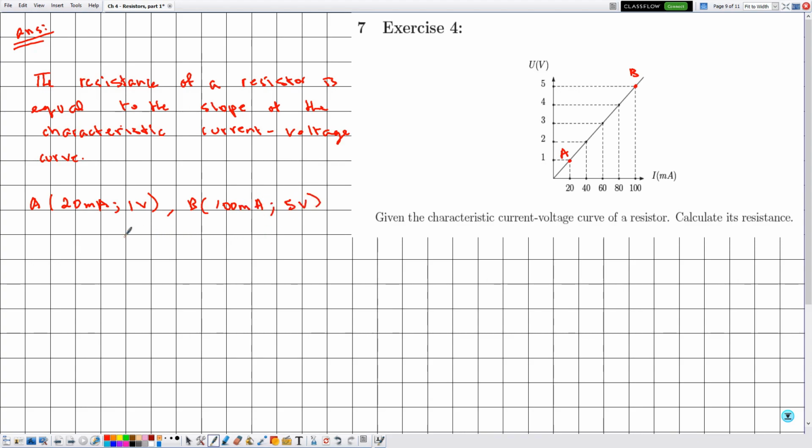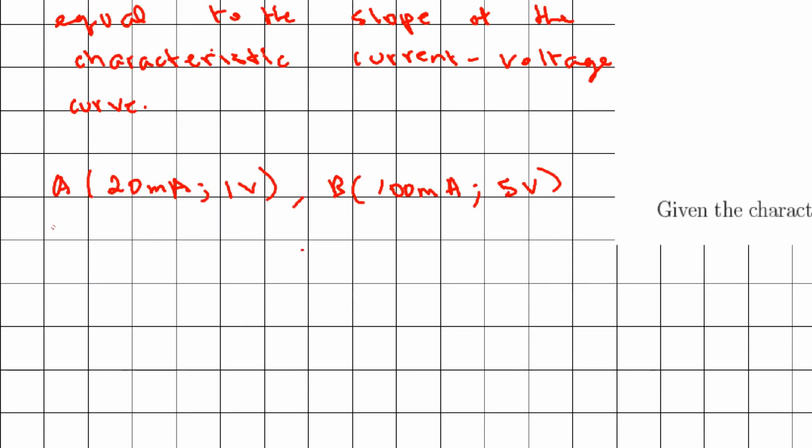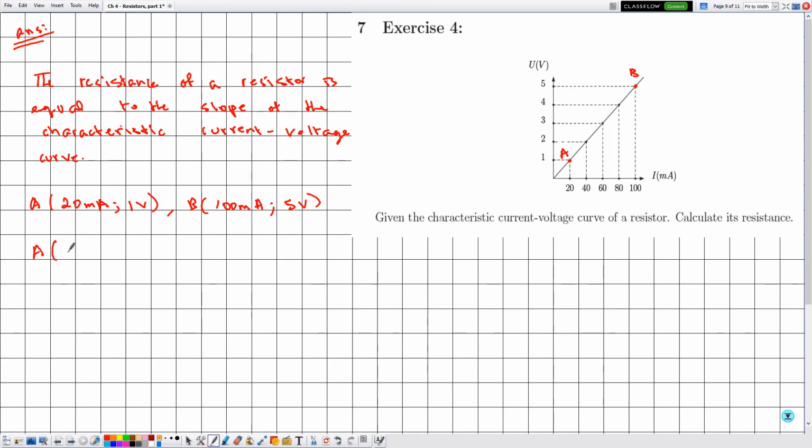Now the next step is to convert these quantities to the SI. From milliamps to amps, we simply divide by 1000. Then A, 0.02 amps and 1 volt. Whereas the point B has the following coordinates, 0.1 and 5 volt.